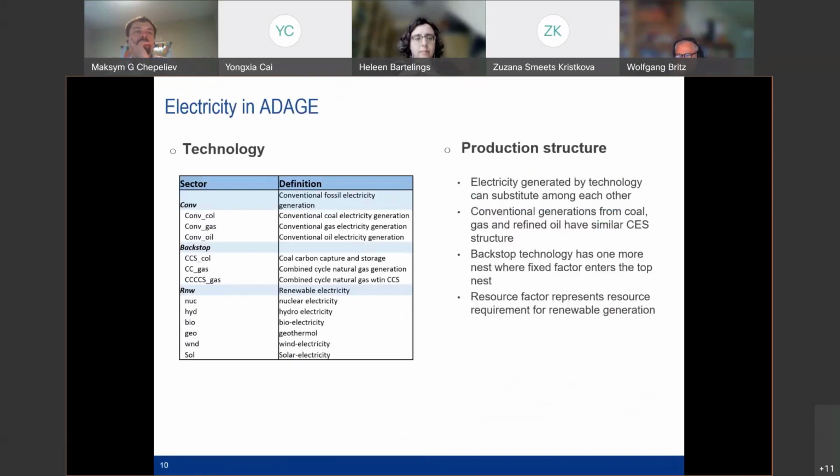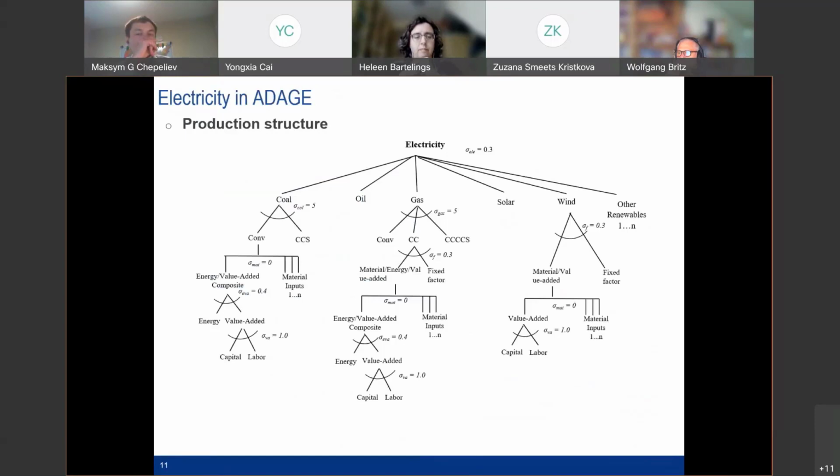The electricity in ADAGE has 3 conventional, 3 backstop, and 6 renewable technologies. For carbon capture and storage, we assume 90% of carbon is captured. All of these technologies can compete with each other for electricity generation. Each technology also has a similar structure to the others, except the backstop and the renewable have a fixed factor on the top nest.